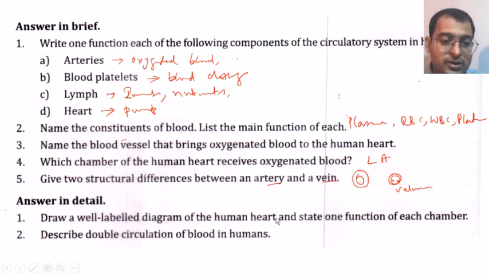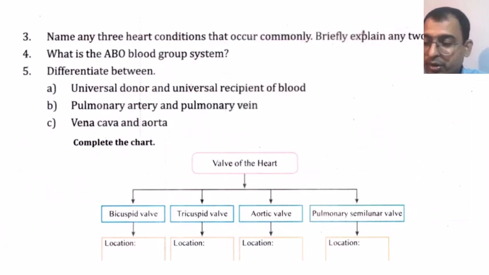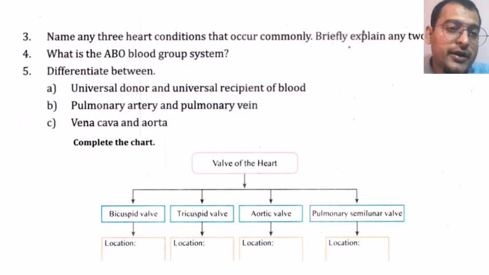So all of this is present in your textbook. You can practice from there, as well as follow the previous video where I have shown how to draw the human heart structure. Name any three heart conditions that occur commonly. Briefly explain any two of them. Okay, that is the palpitation, hypertension, and cardiac arrest.